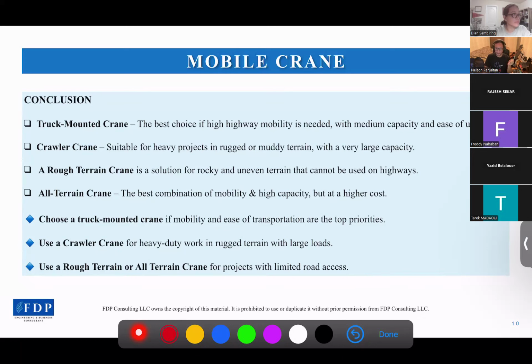All-terrain crane is another option, not the best, if you want to combine high mobility and capacity, but a little bit pricey.